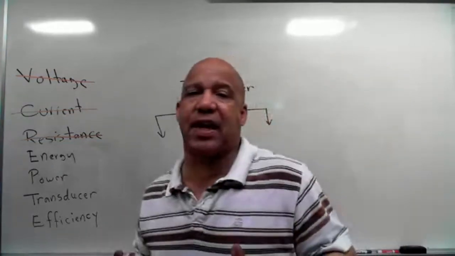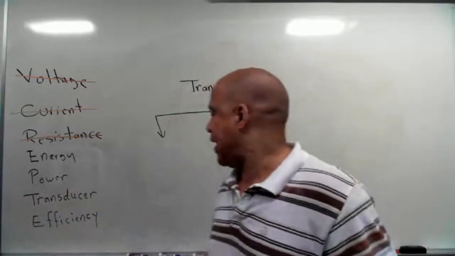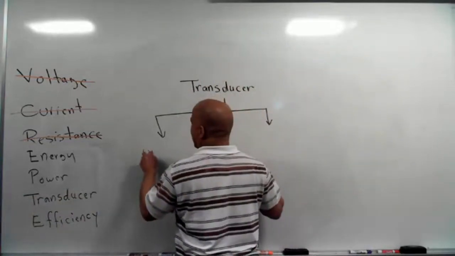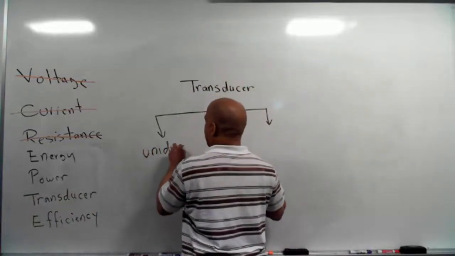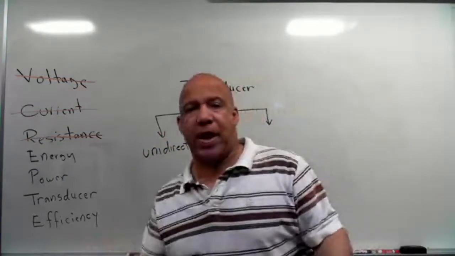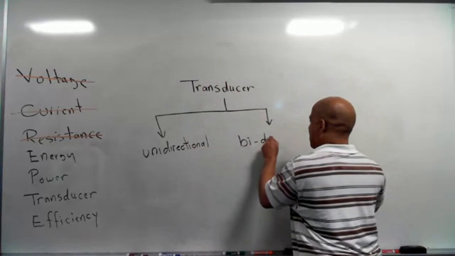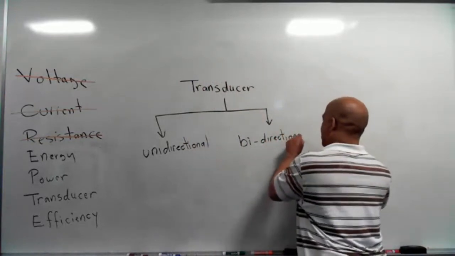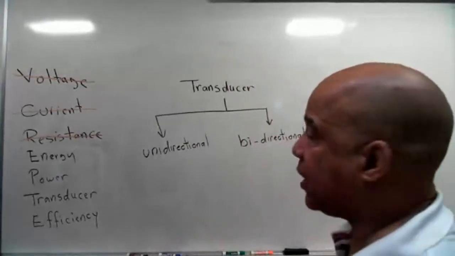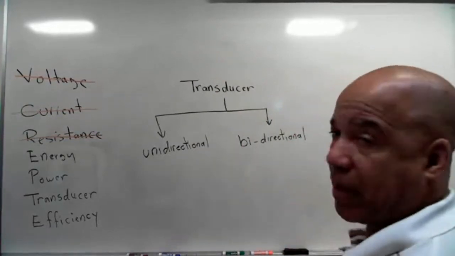Now, the conversion process can sometimes go one way, or sometimes it can go 2 ways. So if the energy conversion process goes one way, we say that the transducer is unidirectional. If it can go both ways, we say it's bidirectional. So I want to give some examples of transducers, and some specific examples of what I mean by unidirectional and bidirectional.